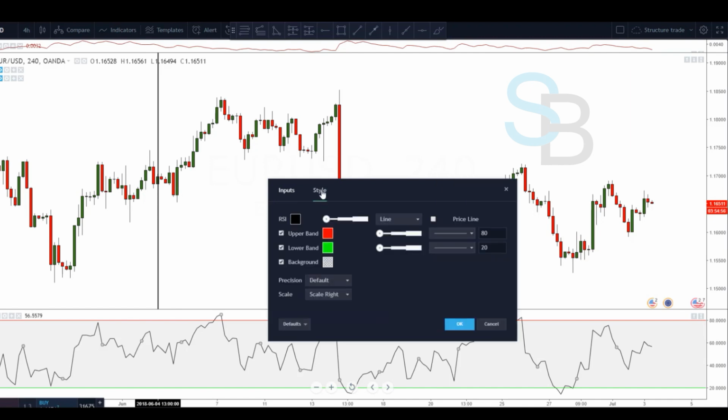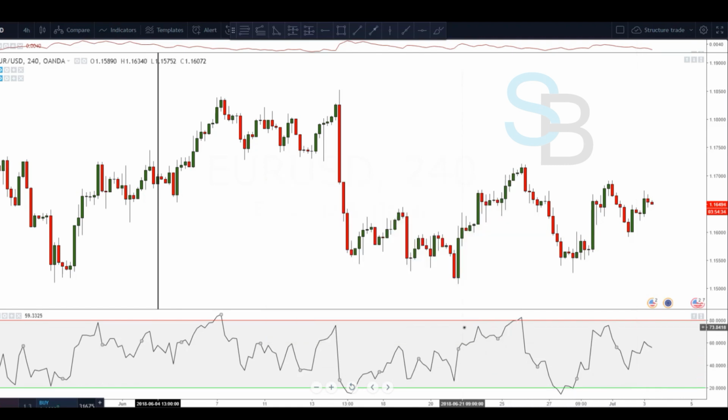Right here in style under TradingView, I don't know what platform you're using. If you're not using TradingView, you'll just need to change the upper line, this upper red line you see, to 80, and the bottom green line that I have on here to 20. They may not be red and green, but your top line or your overbought line needs to be 80, whereas your oversold line needs to be 20 for this specific strategy. Now guys, it's not going to take me very long to explain this strategy to you.